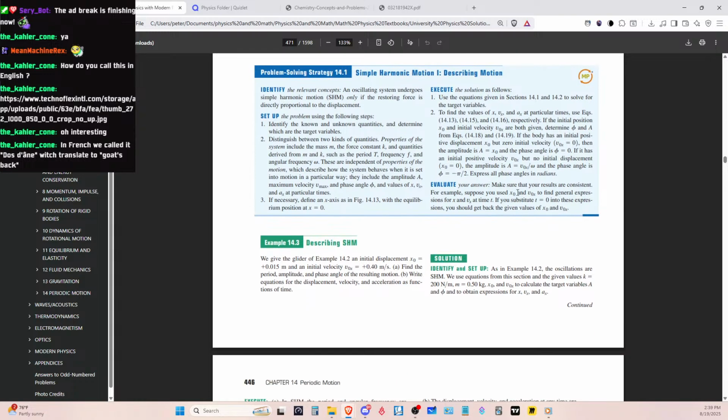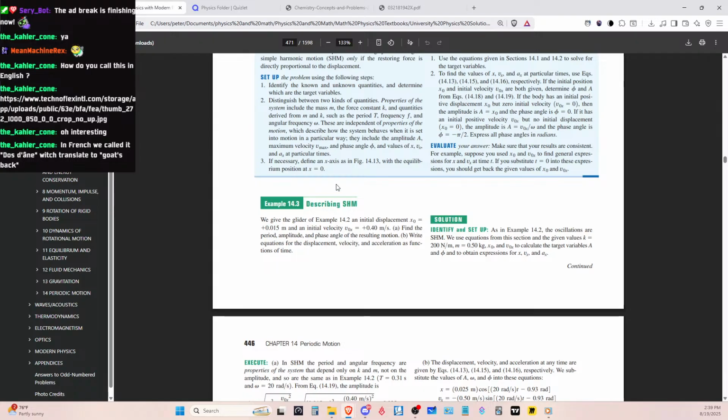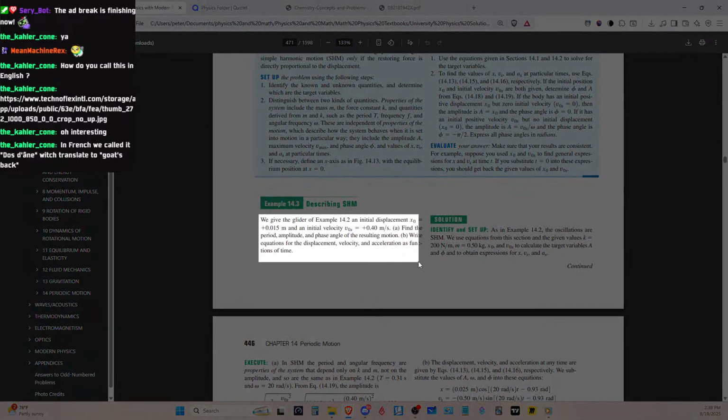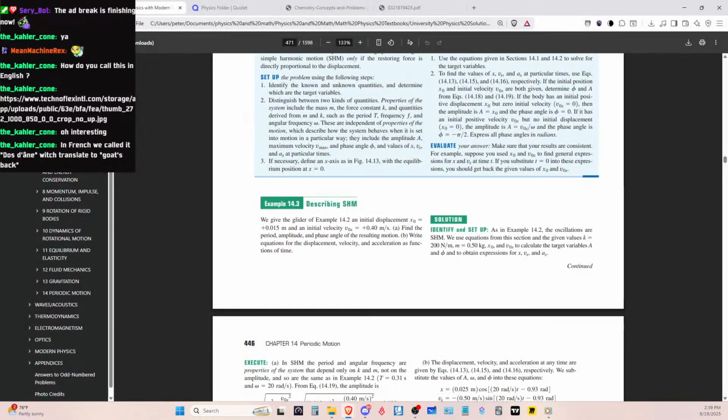Okay, evaluate your answer. Make sure that your results are consistent. For example, you use x naught and v naught x to find the general expression x and v x at time t if you substitute. Okay. Oh, we got another problem. So let's take a picture of that and see if we can solve it ourselves.